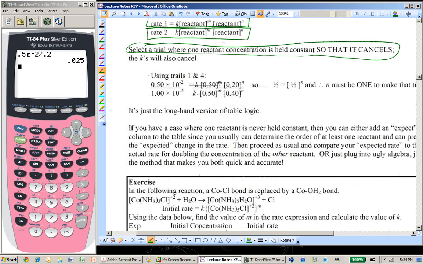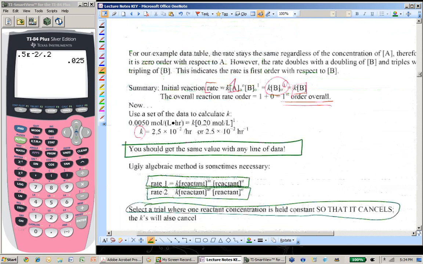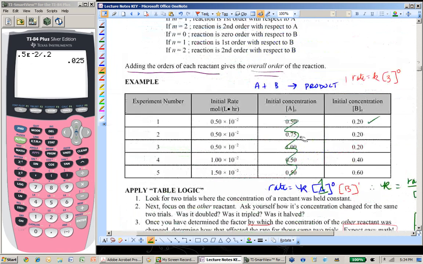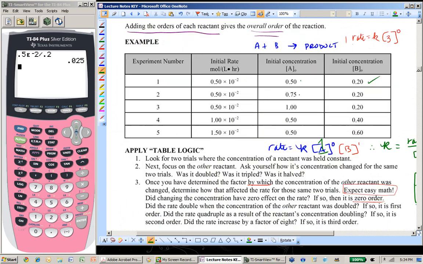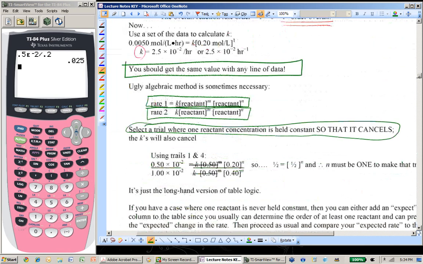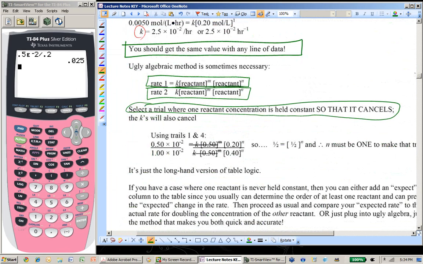So looking back up here at the top, I know you have it in paper format. But looking back up here, A is 0.5, 0.75, while B stays 0.2. And that's a good plan so that the 0.2s are going to cancel out when you put them one over the other. Or the 0.5s in this case, as it was. So 0.5 times 10 to the minus 2 for the rate divided by 1 times 10 to the minus 2 for the rate of the next line of data. This is using trials 1 and 4 of that data table.